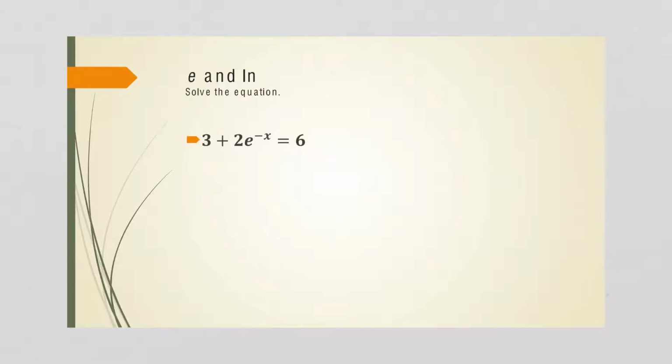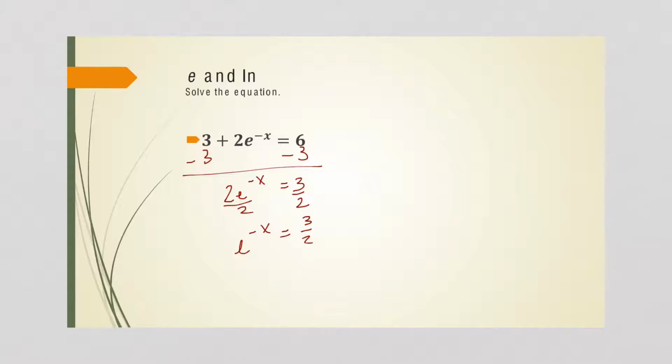Now we're going to take a look at what we do with e and the natural log in order to solve these equations. We treat e just like we treat all of our normal exponentials. So first, we're going to subtract 3 from both sides to get the exponential part by itself. So I end up with 2e to the negative x equals 3. Divide both sides by 2, and I have e to the negative x equals 3/2.